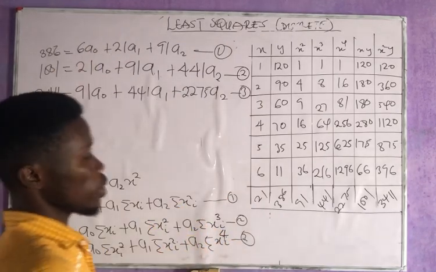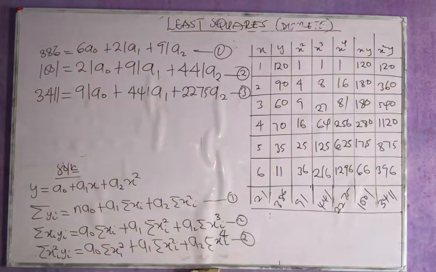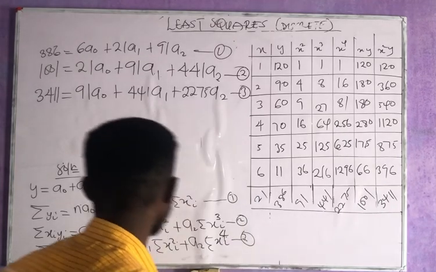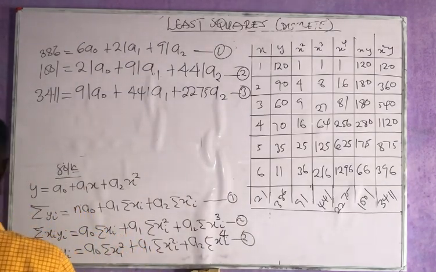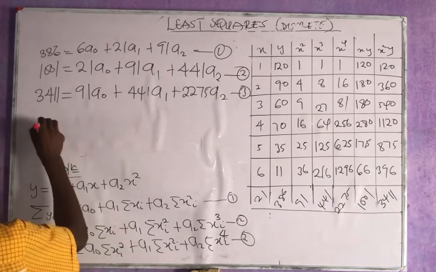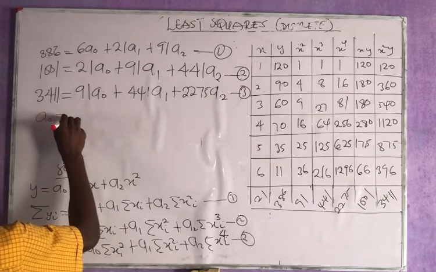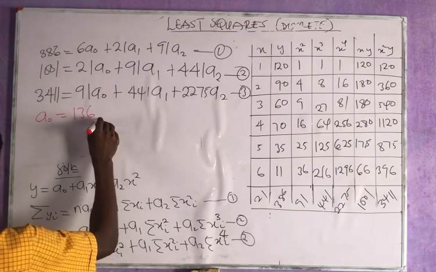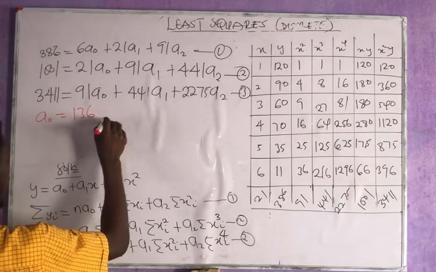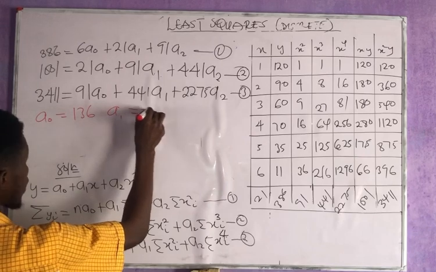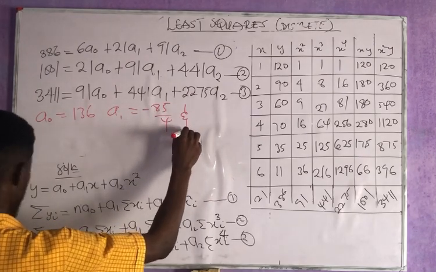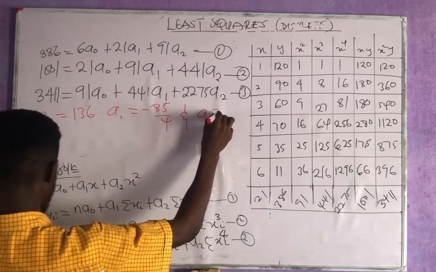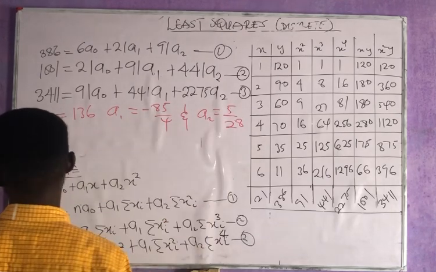So this one, you just put it in the calculator and your answer is there. So if you do it very well, we have our a naught to be 136, our a1 to be negative 85 over 4, and a2 to be equal to 5 over 28.